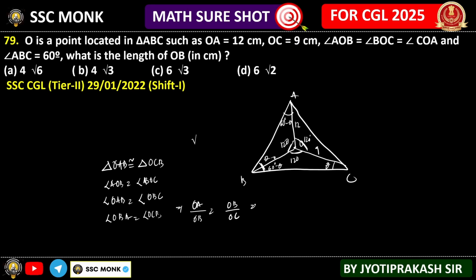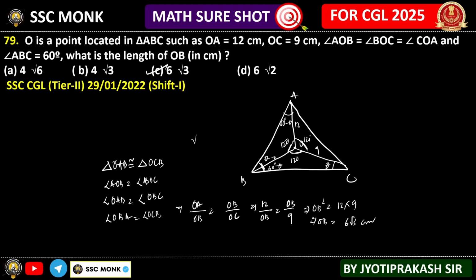Yes, OA is given as what? 12. OB is given as what? Unknown. OB here is unknown. OC is 9. So OB square is equal to 12 into 9. Or OB is equal to square root of 12 into 9, that is equal to 6 root 3 centimeter.